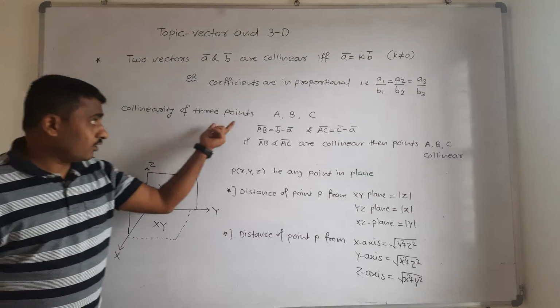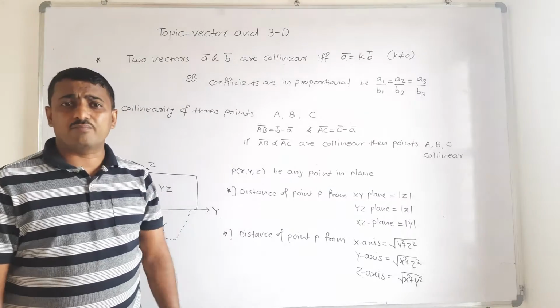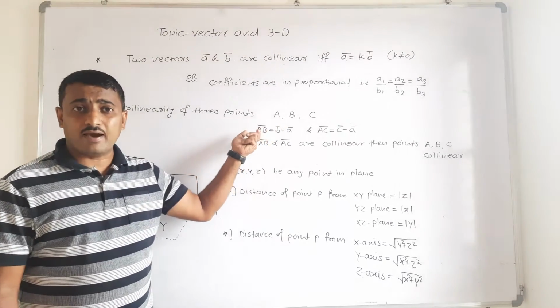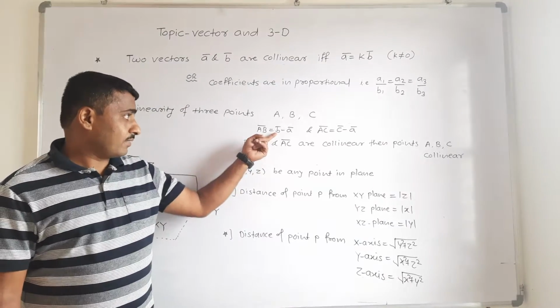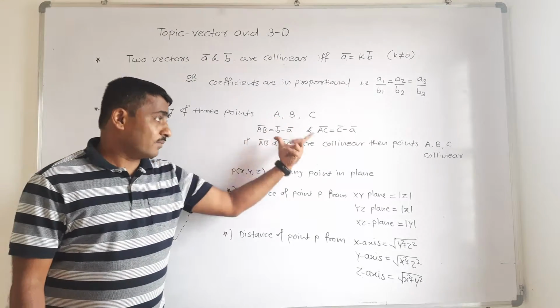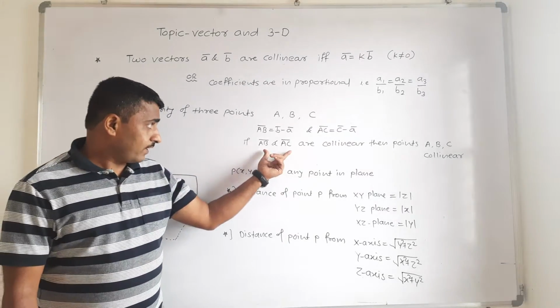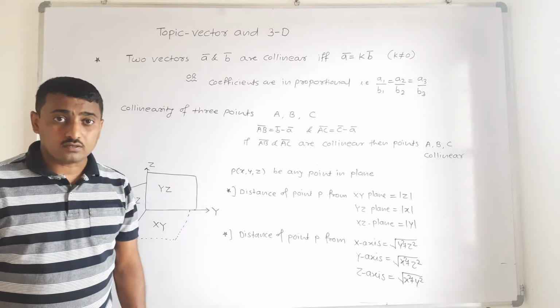Next, collinearity of 3 points A B C. Suppose 3 points A B C are given, then from this we write AB bar as B bar minus A bar, that is position vector of B bar minus A bar, and AC bar as C bar minus A bar. या 3 पॉइंट पासून आपण दोन वेक्टर बनवणार AB bar and AC bar. Then if AB bar and AC bar are collinear, then we say that corresponding points are collinear.